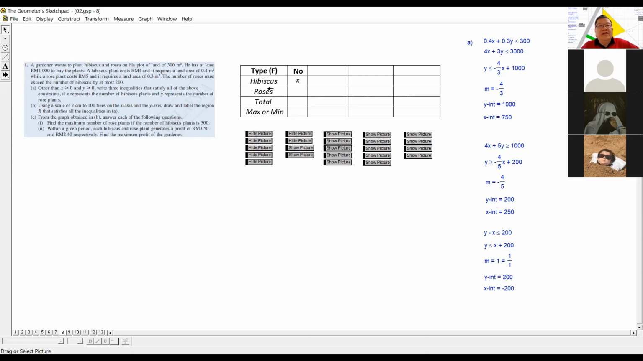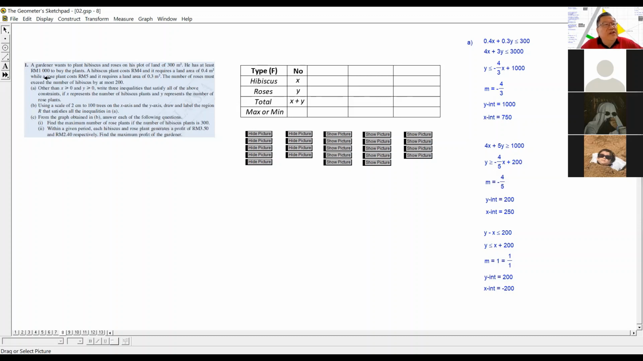Then next one, rose number. It is the number of rose plants. And the total number of plants here, no need to tell. You must know x plus y. Now the next three columns, this one you have to think. What are the factors affecting this hibiscus and rose? Read through the question, I think the land and the cost.